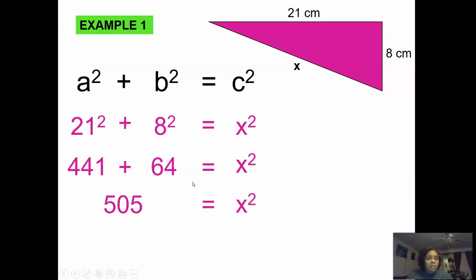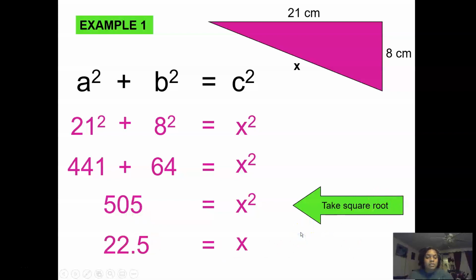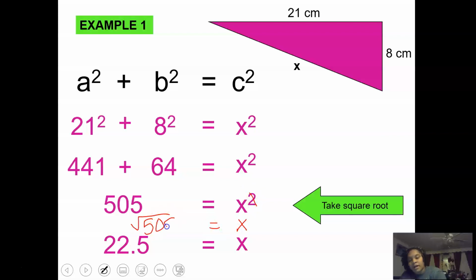Now, how do I know what x is? Well, to undo the square, you have to find the square root. So you would find the square root of 505. I mean, you remove this square, and now this becomes the square root of 505. Once you put it in the calculator, you get 22.5. So x is actually 22.5.